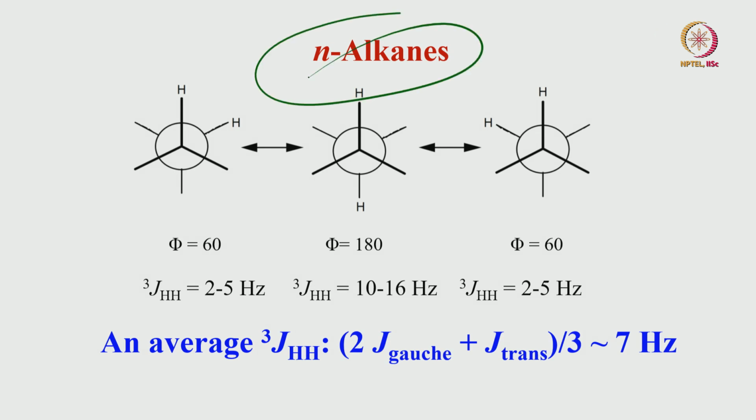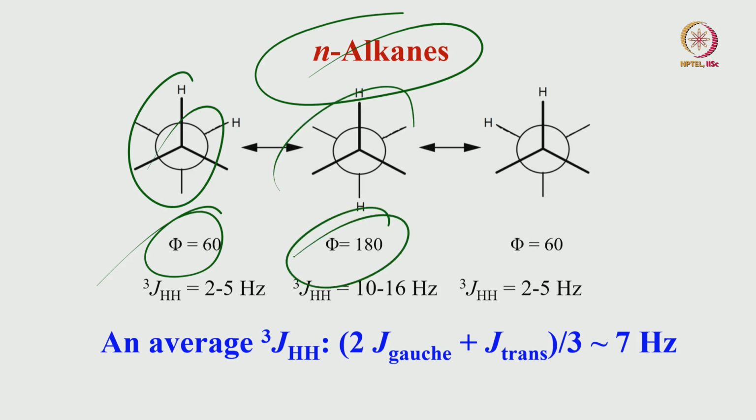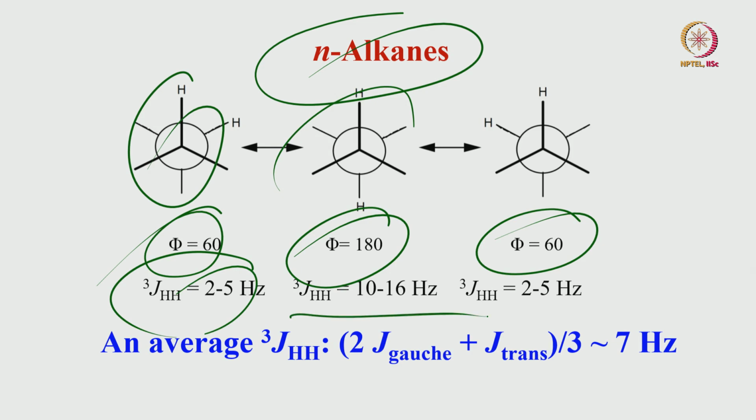If you go to alkanes like this, it depends upon what bond angle it makes, what the dihedral angle is. For example, in this case you are going to get phi equal to 60, in this case phi is equal to 180, in this case the dihedral angle is 60. In such a situation, here three-bond coupling is 2 hertz, here three-bond coupling is 10 to 16 hertz. It depends upon what the dihedral angle is between these protons, these groups.